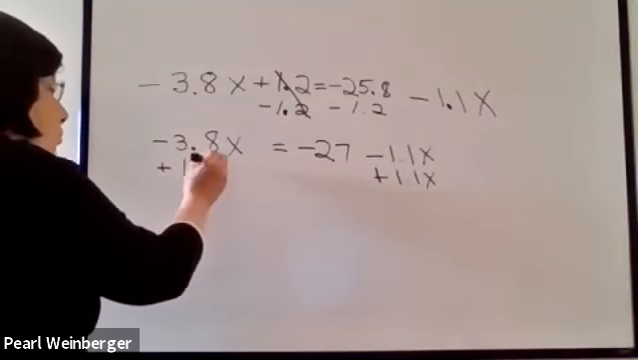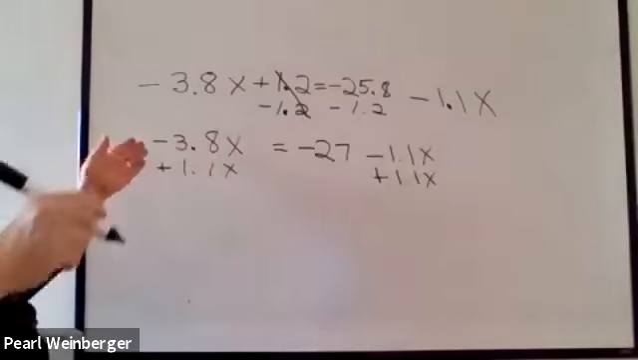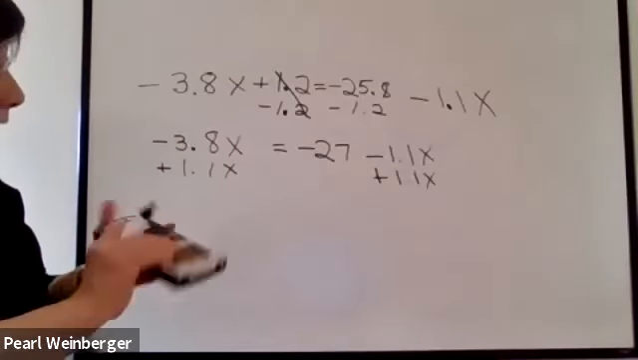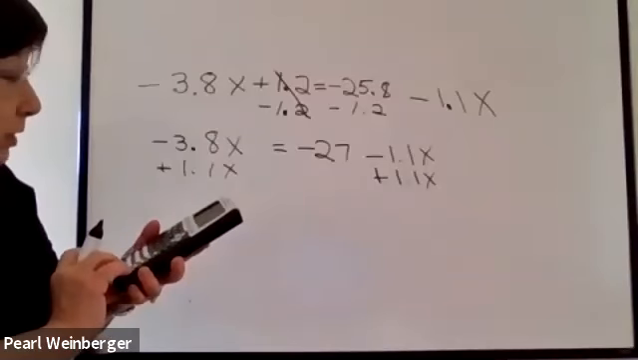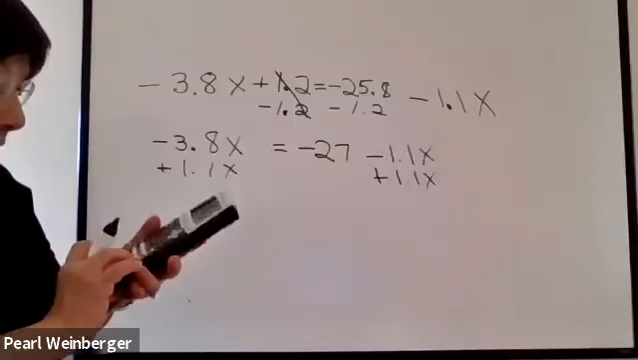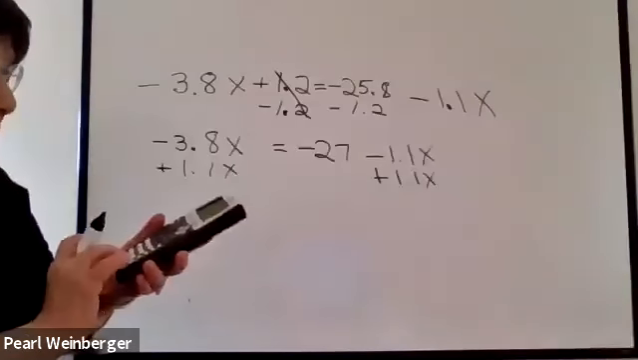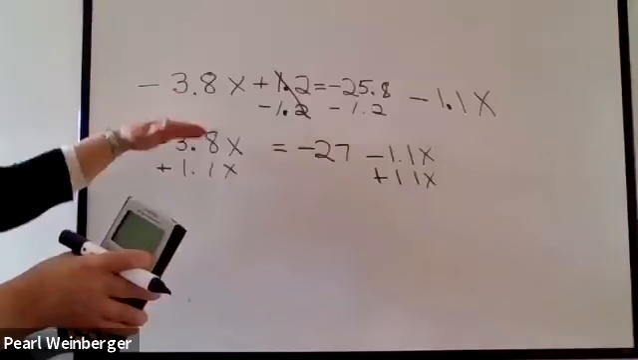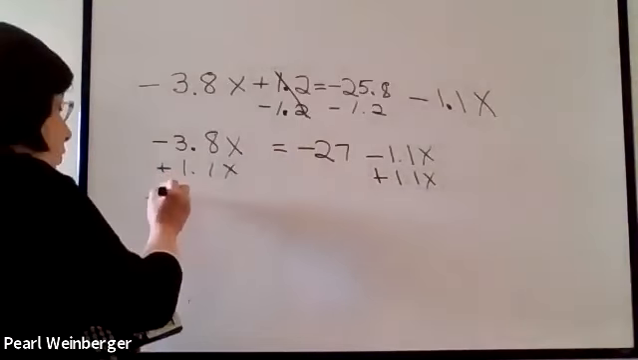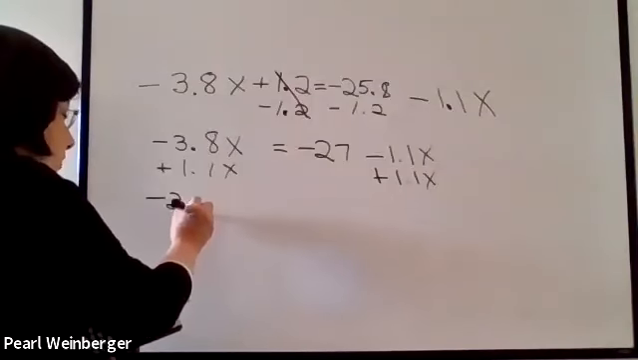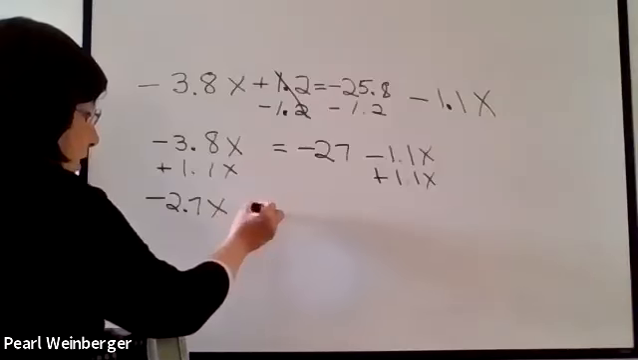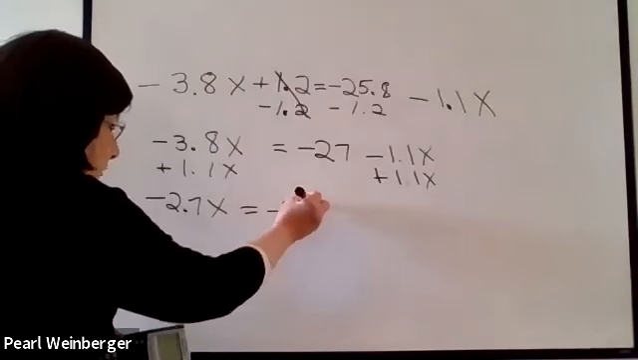Again, I don't like doing this without a calculator. So in my calculator, I'm going to put in negative 3.8 plus 1.1. I'm not putting in the x's, but I'm putting in the coefficients, which gives me negative 2.7. So this gives me negative 2.7x equals negative 27.